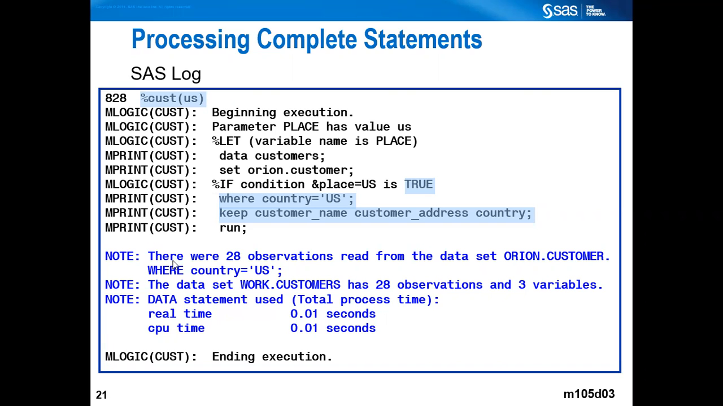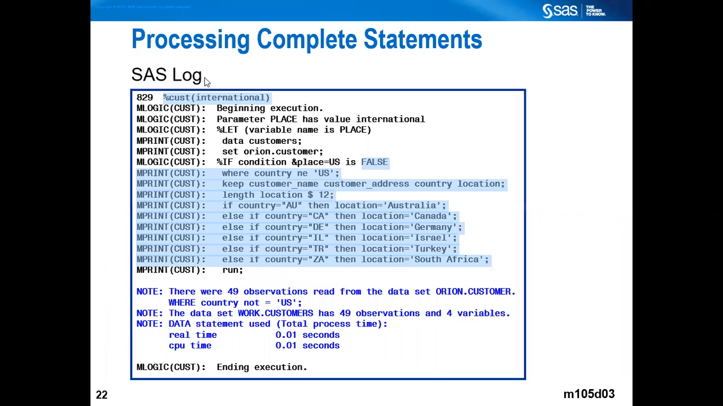Now let's see when you're calling the same program with the value as international. Now you know in your customer data there is no country value as international, correct? But now see how it works, because within your data step, you had this condition ampersand place equals US. This condition is false. Now why are we getting this message? Because of the macro logic. So where country is not equal to US.